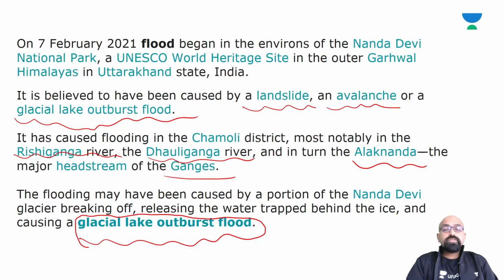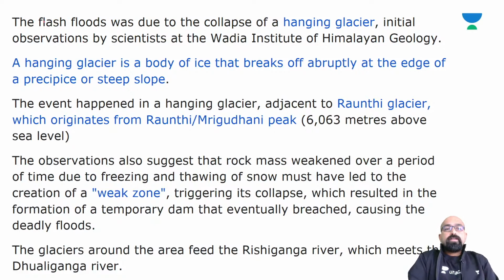So we can say the Rishiganga power project has been damaged in this flash flood. Right. So a glacier broke off at Joshimath, the locality known as Joshimath, and caused massive floods in the Ganga and Alaknanda rivers. Now, the flash flood was due to the collapse of a hanging glacier.